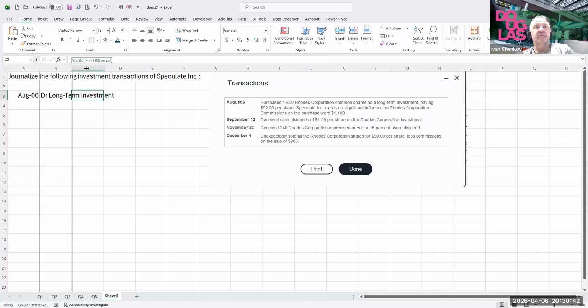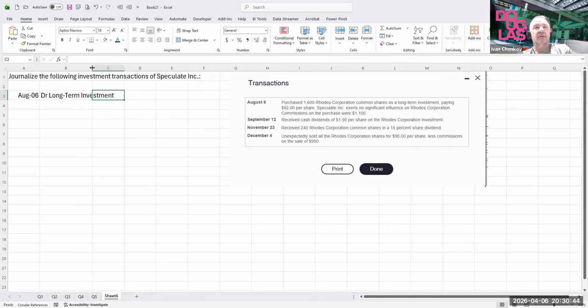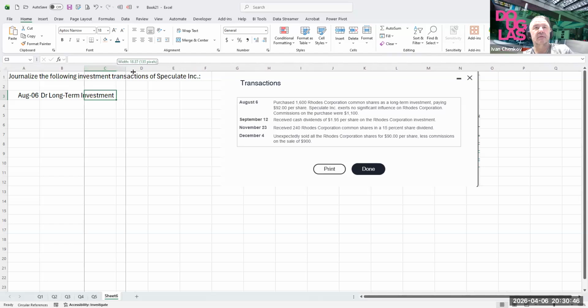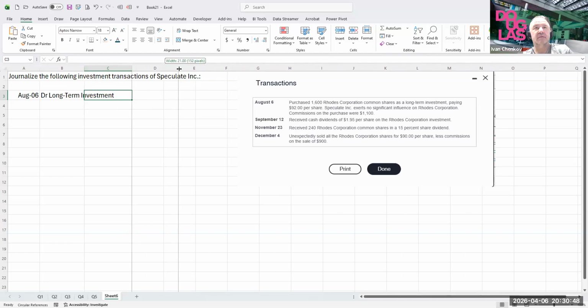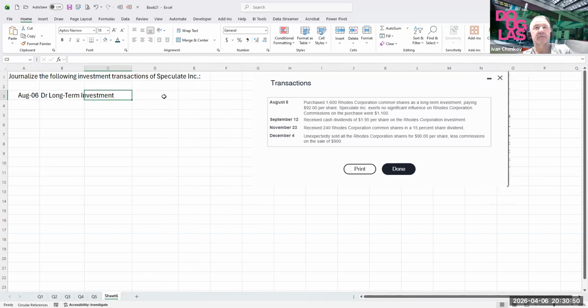And in that long-term investment, we're gonna leave it here. That one will be for the credit. Then we're gonna have here debit, and here will be credit. Put it this way.